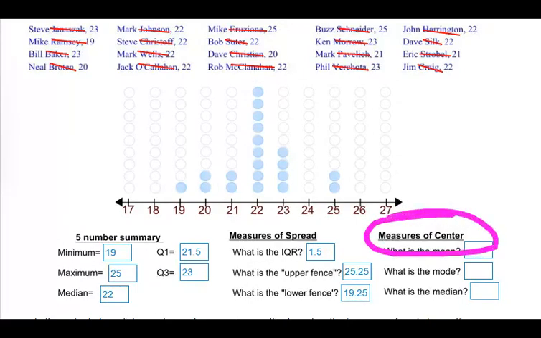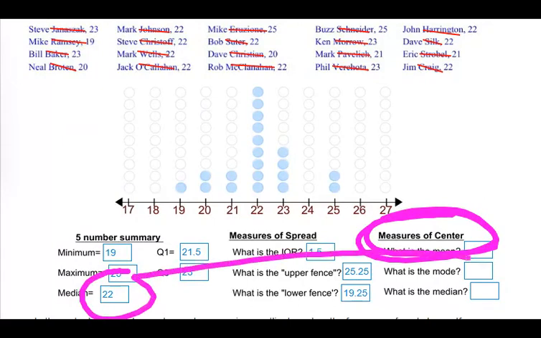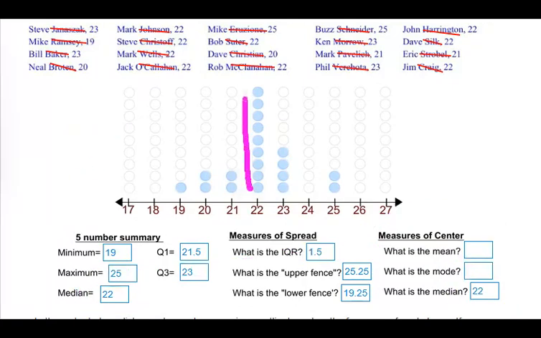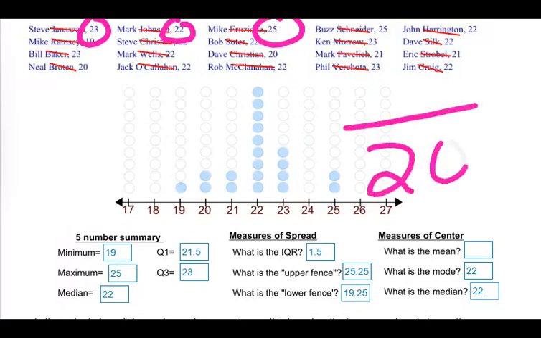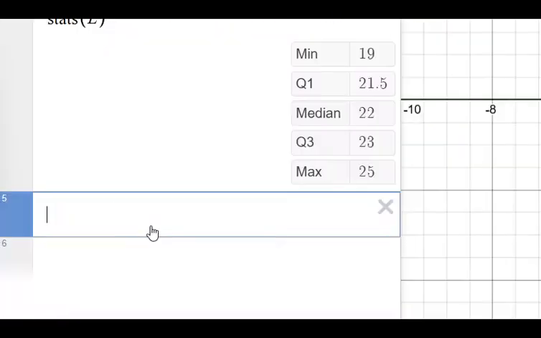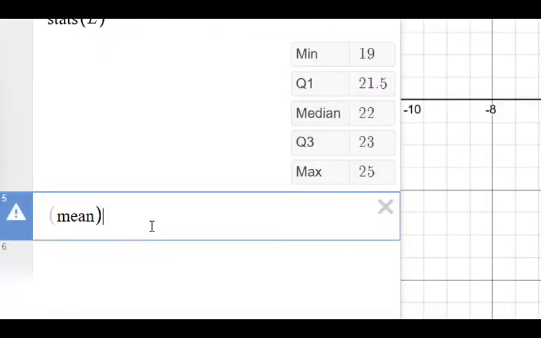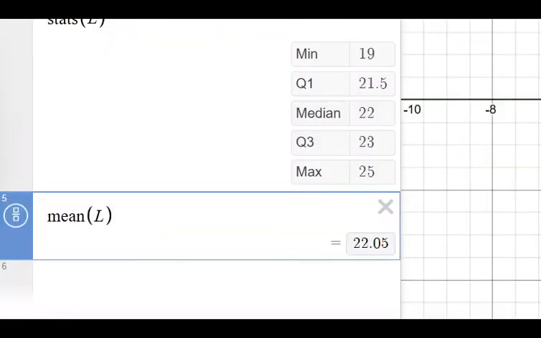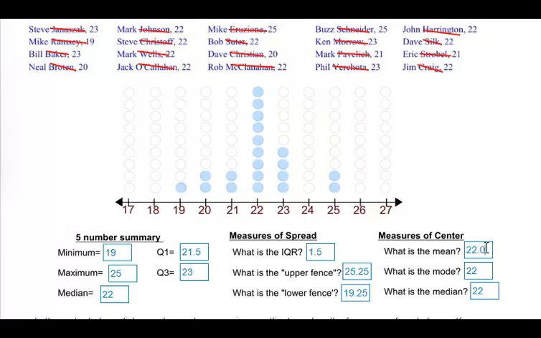Let's now find the measures of center. We already know the median is 22, so let's retype that here like this. The mode is represented by the highest stack in the dot plot, and clearly that is 22. For the mean, we could add up all the ages and divide by 20, but at Desmos, let's just type mean set L, which is much easier. So the mean is 22.05.